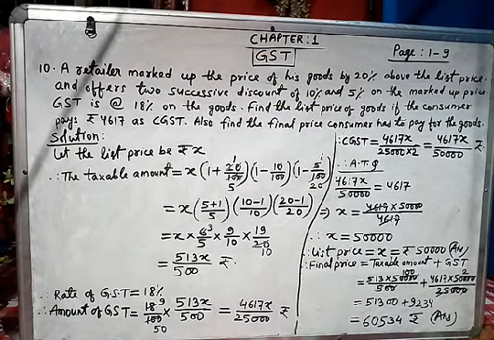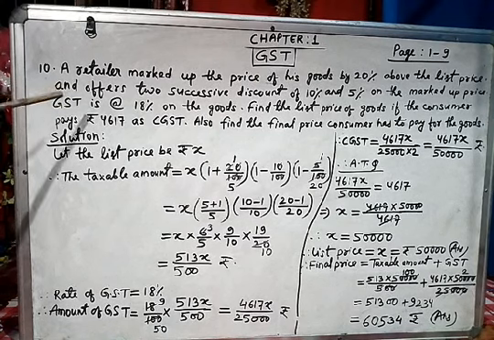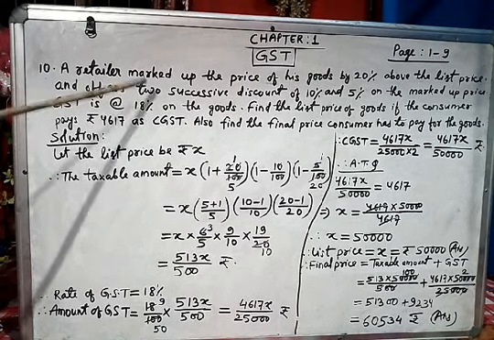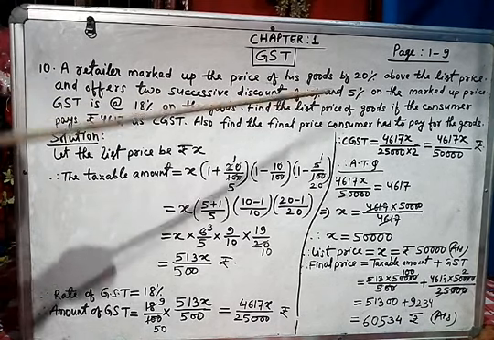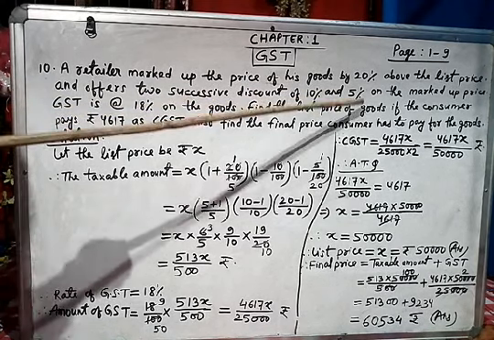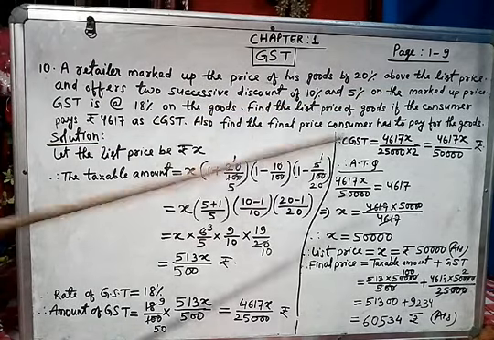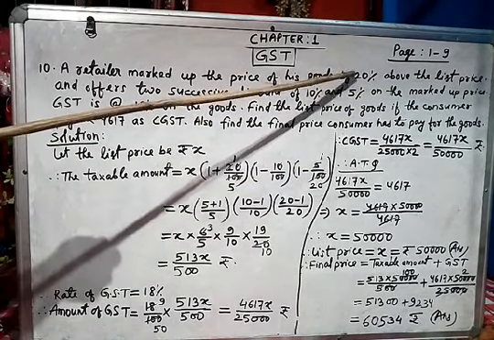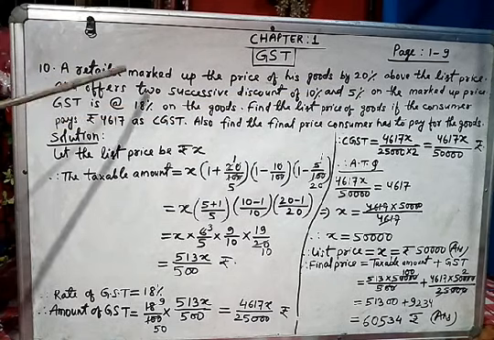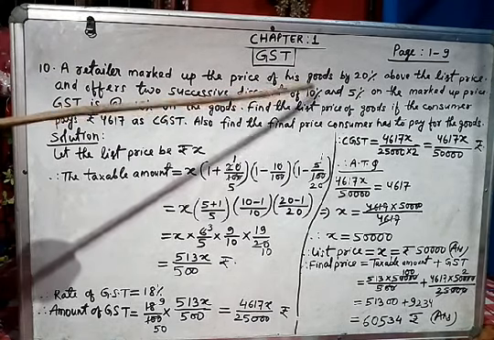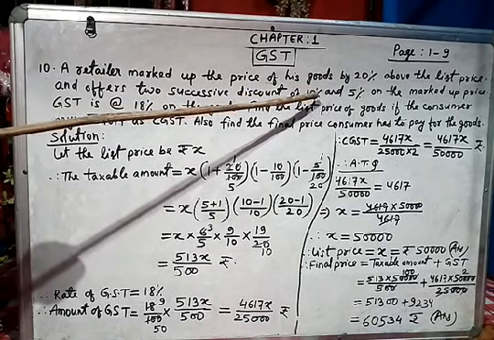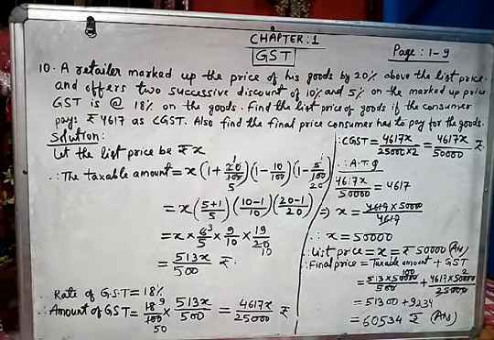And then what cleverness has he done? He offers two successive discounts of 10% and 5% on the marked up price. So after increasing by 20%, immediately on that marked price he gave a discount of 10% and again a further 5%. That is two successive discounts.